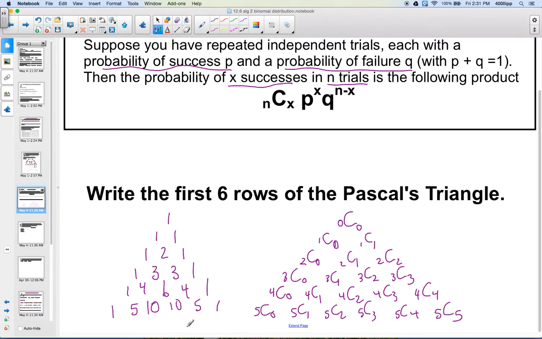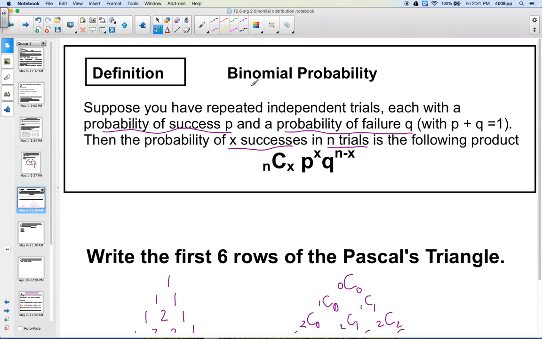So if you notice here, we can actually find the combinations by just looking at the corresponding number in Pascal's triangle. For example, 5C1 is 5, or 5C2 is 10, and so on. So we can use that for our equation up here when we're finding the binomial probability. Okay, so moving on here.